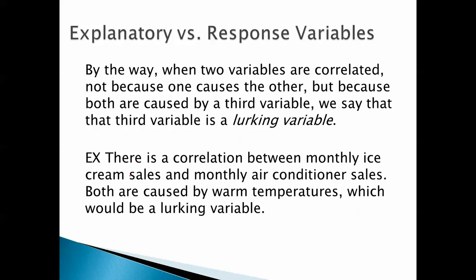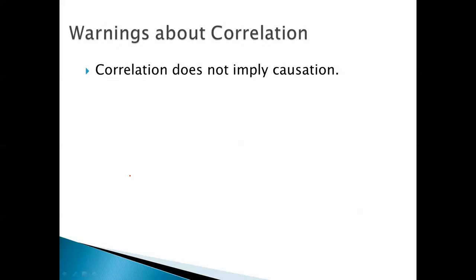By the way, when two variables are correlated, not because one causes the other, but because both are caused by a third variable, we say that the third variable is a lurking variable. Sounds ominous. For example, there is a correlation between monthly ice cream sales and monthly air conditioner sales. Both are caused by warm temperatures, which would be a lurking variable.